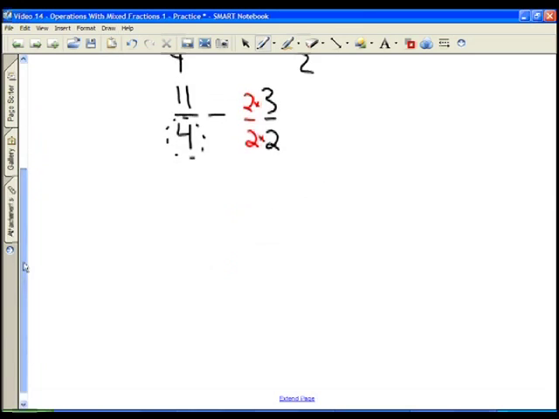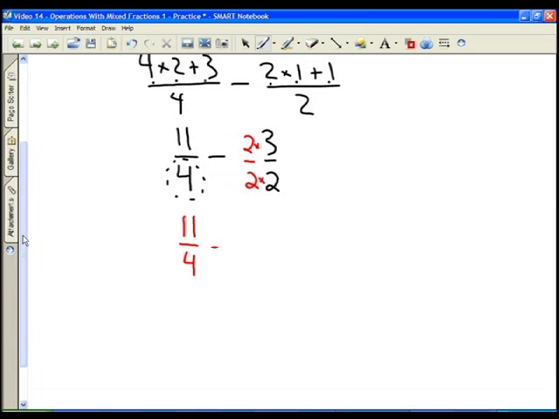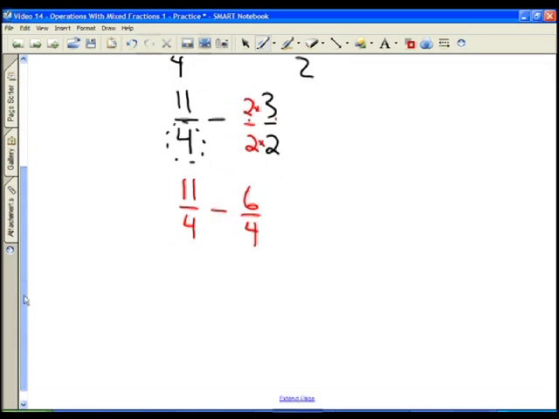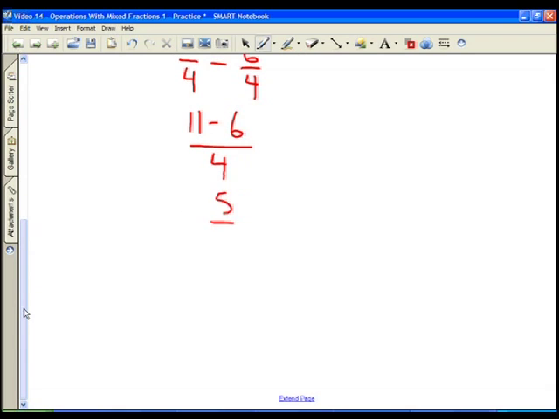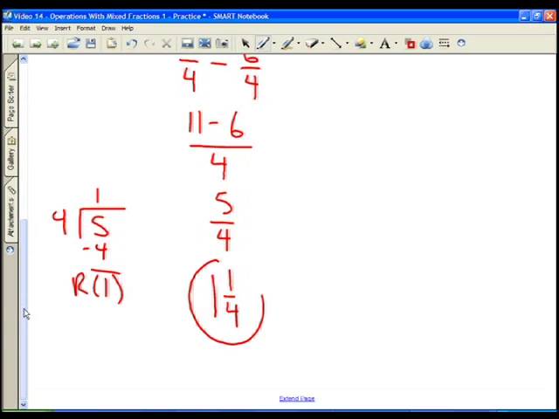So now we have 11/4 minus, and 2 times 3 is 6/4. And now this gives me 11 minus 6, all divided by 4, which is 5/4. 4 goes into 5 once, and I get a remainder of 1. So 5/4 is the same as 1 1/4. So 1 1/4 is the solution to this first practice problem.